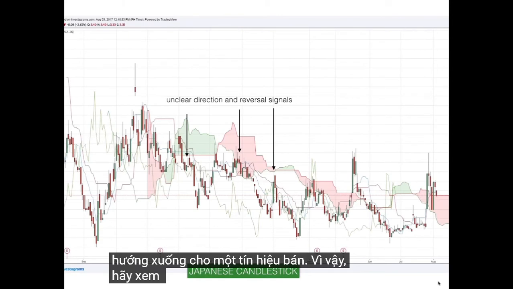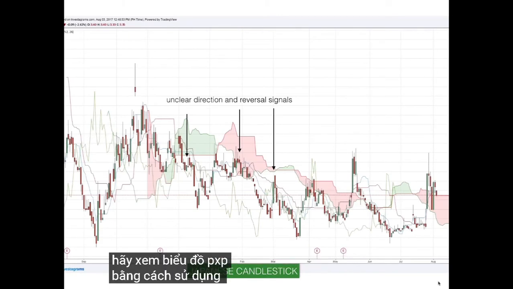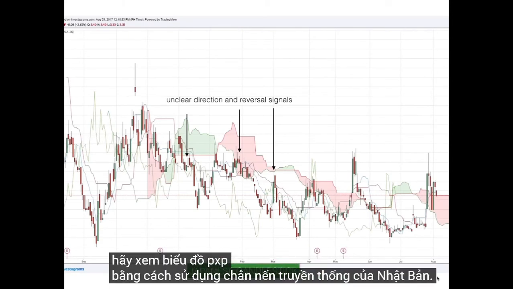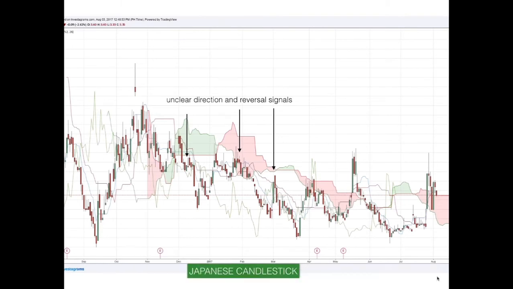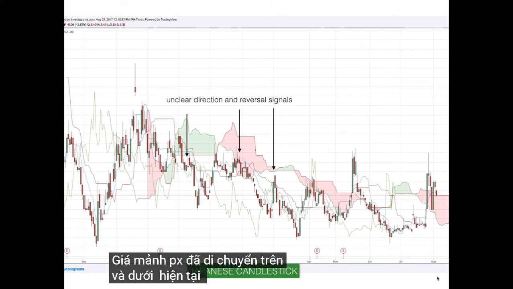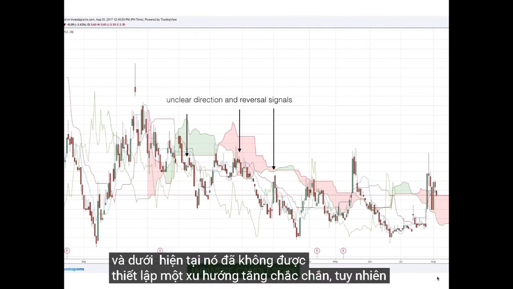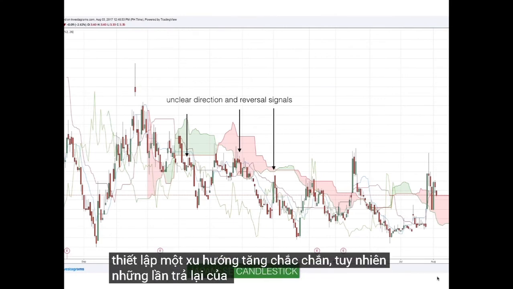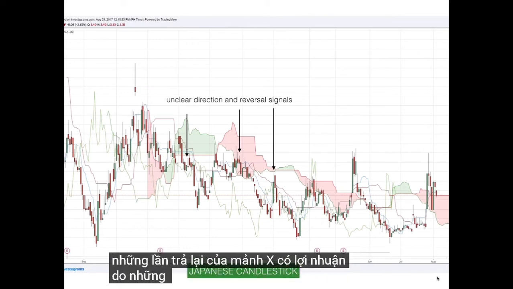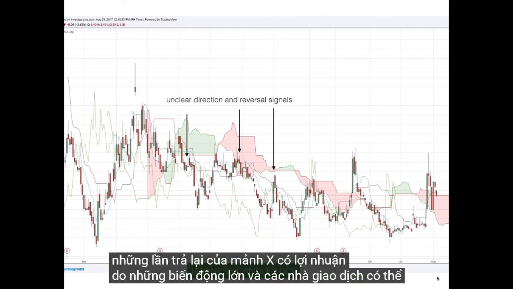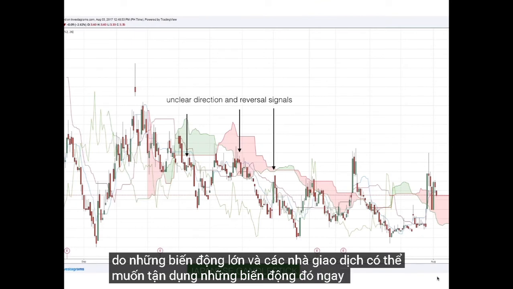So let's take a look at the chart of PXP using traditional Japanese candlesticks. PXP's prices had been moving above and below the Kumo. It had not yet established a firm uptrend. Nonetheless, PXP's bounces are profitable due to the huge swings, and traders may want to take advantage of those swings.